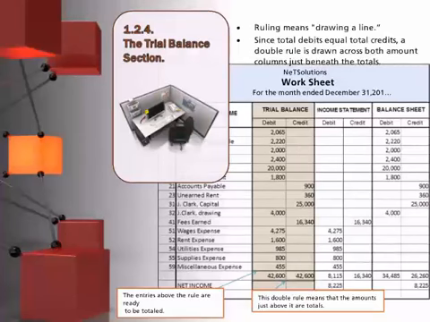Totaling the trial balance section. If the ledger balances, the total debits will equal the total credits. Look at Exhibit. The totals match, with each column totaling $42,600. Since total debits equal total credits, a double rule is drawn across both amount columns just beneath the totals. This double rule means that the amounts just above it are totals and that no other entries will be made in the trial balance columns.